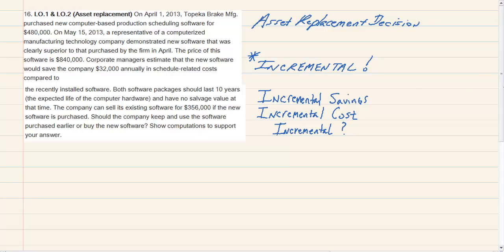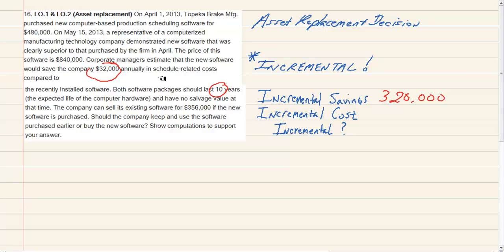To figure that out, we've got to look at the incremental amounts that we will save and the incremental cost that we will incur between the two decisions. So the incremental savings, the problem tells us we will save $32,000 a year. And we would save that amount every year over the life of the software, which would be 10 years. Our incremental savings will be $320,000. The amount we'd save per year times the number of years that we would save it, 10 years.